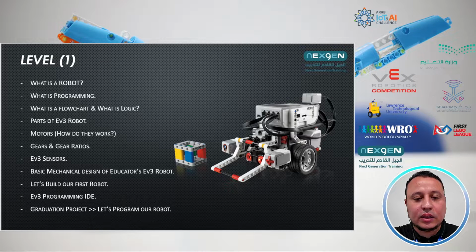And then let's build our first robot. We will explain the basic mechanical design of the educator robot, and then we will build this one. And then we will move to the Ev3 programming IDE, the program itself that we will use for programming this robot, with an overview of everything about it. And by the end of this month or this level, we do the graduation project, which is: let's program our first robot.